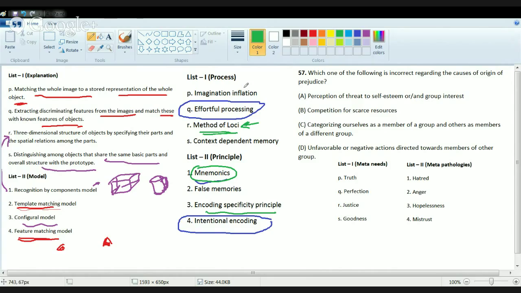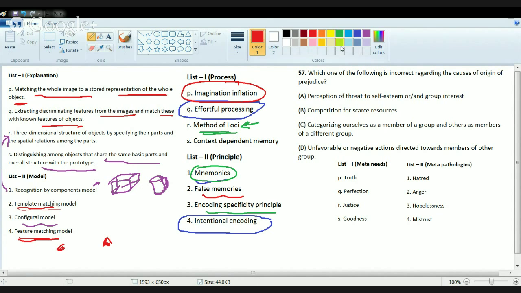And finally, there is imagination inflation. Under imagination inflation, I am creating false memories about things. I try to imagine an event which has never happened, so that the confidence level can increase. It's basically a kind of false memory.